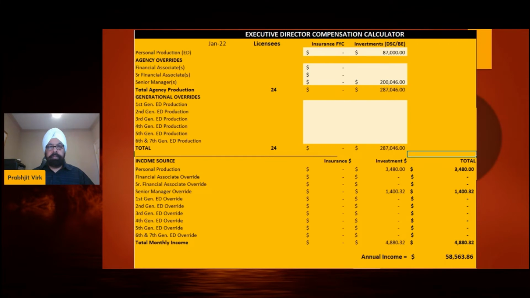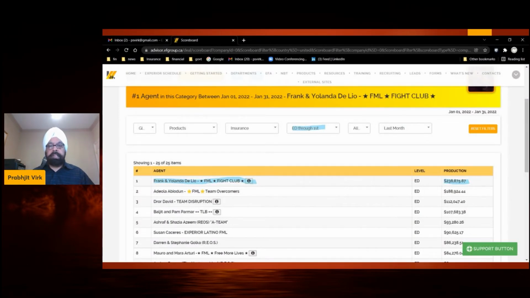I took these numbers and put them in the compensation calculator: 24 licensed agents, 87,000 personally, and 200,000 just put in as senior manager only. So total investment is $287,000 in the agency. From personal production, he's going to get around $3,480 and an overhead of $1,400. So that's $4,880. Do you think $1,480 is a big amount? That's from his own agency alone. But now just see the power of when you promote other executive directors. So I took the same numbers, then just see on ED through first.